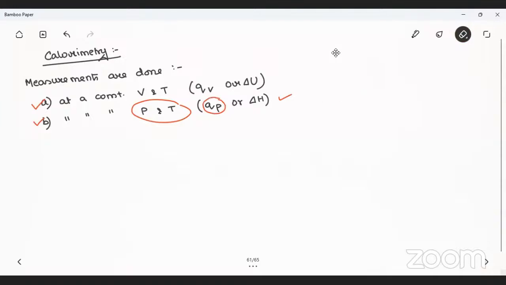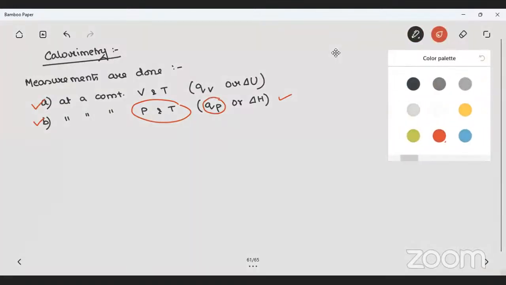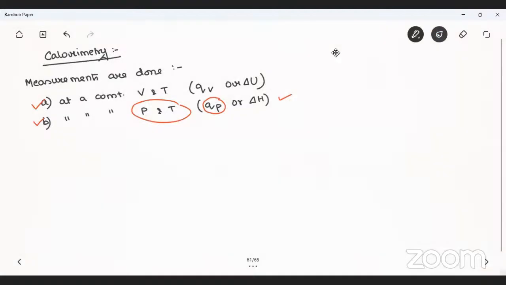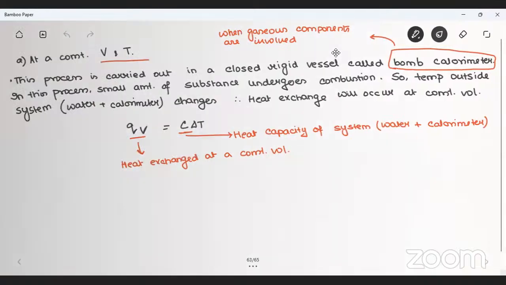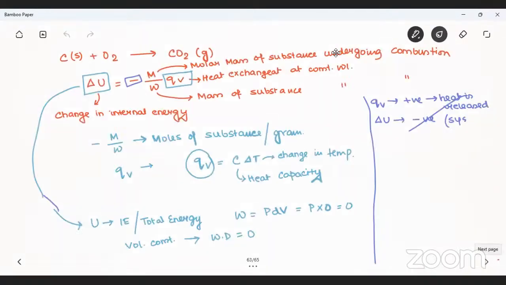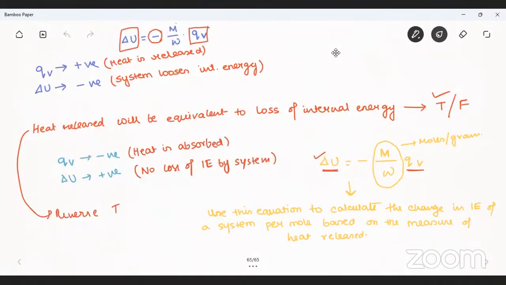Okay. In case you have any doubt from the last class, do you? Anyone, any doubts? Okay. So, at a constant pressure and temperature.